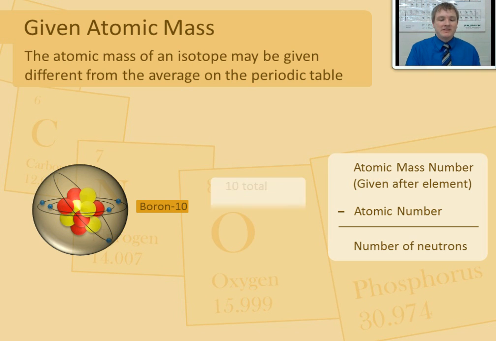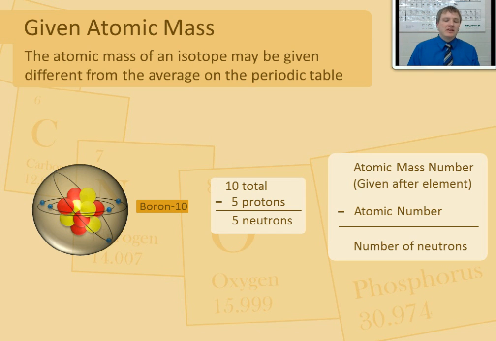If the atomic mass is given, we just plug in that atomic mass, 10 total protons and neutrons, and subtract from it the number of protons. We still have to subtract the atomic number, 5, and we have the total number of neutrons. It has 5 neutrons as well. That's how you use the atomic mass to find the number of neutrons. You need to take the total atomic mass and subtract the number of protons.